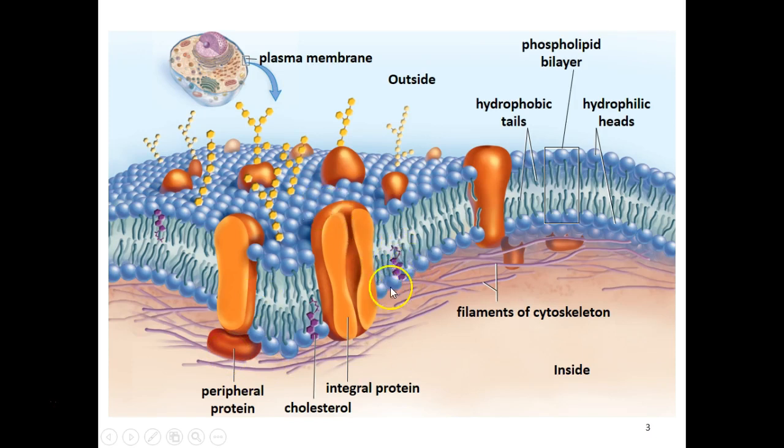And then we can see some cholesterols here and here. Cholesterols help to increase the strength of the plasma membrane. Some of these proteins have carbohydrates on them. This carbohydrate chain makes the protein a glycoprotein, and we also have glycolipids.